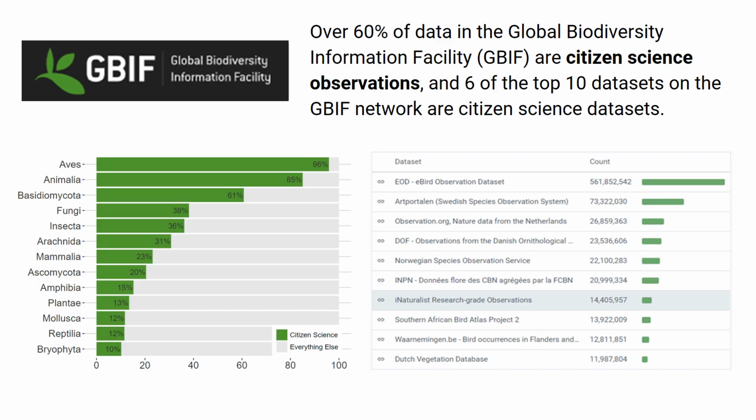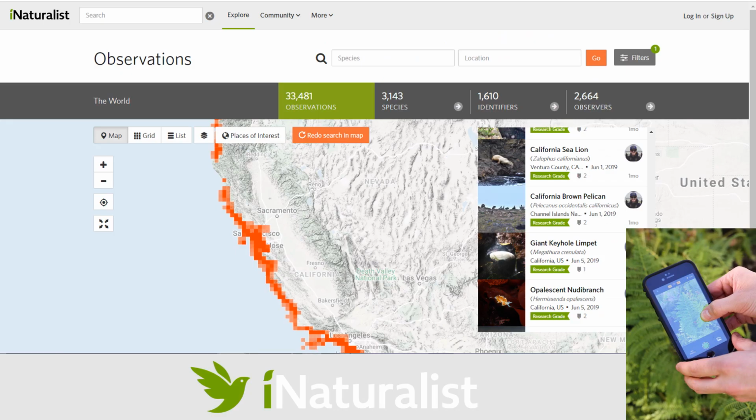If we go over to GBIF, the Global Biodiversity Information Facility, we find that over 60% of species occurrence records in the repository are citizen science observations, and 6 of the top 10 datasets in terms of number of records are citizen science datasets. This represents a huge wealth of information on biodiversity. One of these amazing citizen science datasets is iNaturalist, which I will be talking about today.